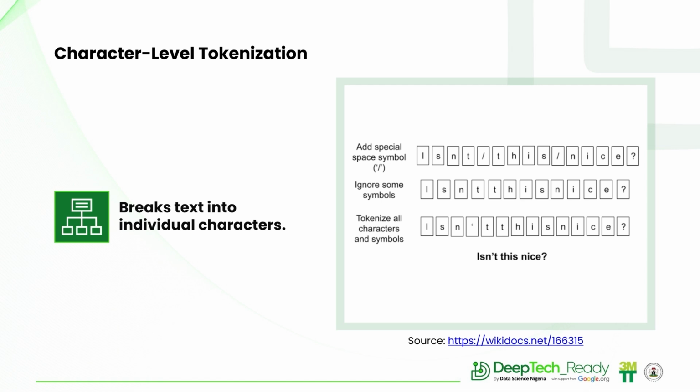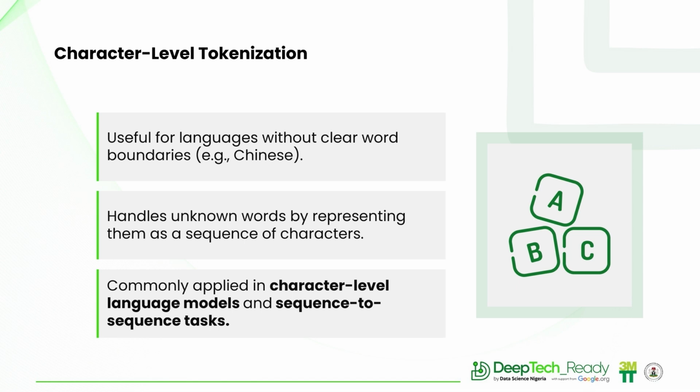Character-level tokenization captures fine-grained details. However, it results in much longer sequences, which can increase the computational cost. Character-level tokenization is particularly useful in specific scenarios. For example, languages without clear word boundaries, like Chinese or Japanese. In these languages, words are not separated by spaces, and therefore breaking text into individual characters provides a practical way to process this type of language.